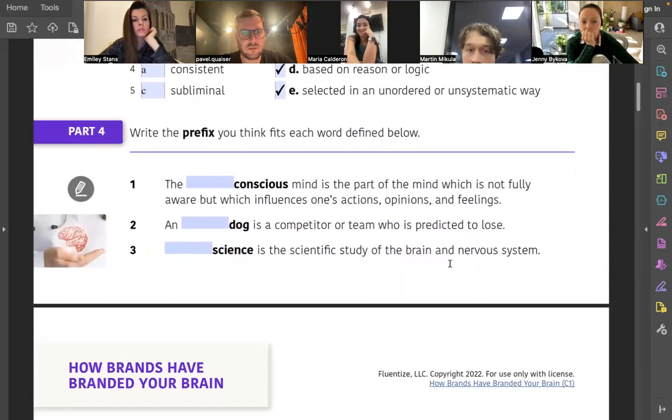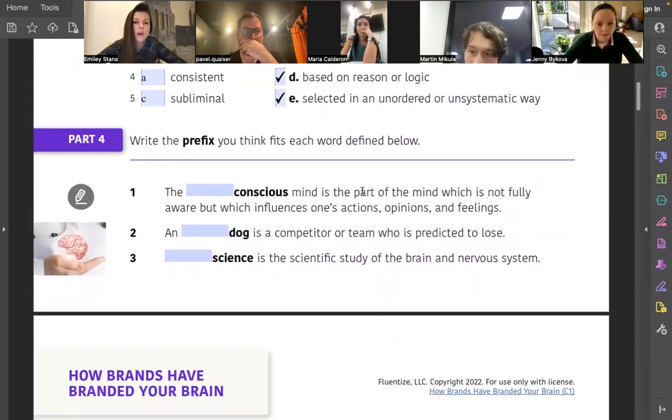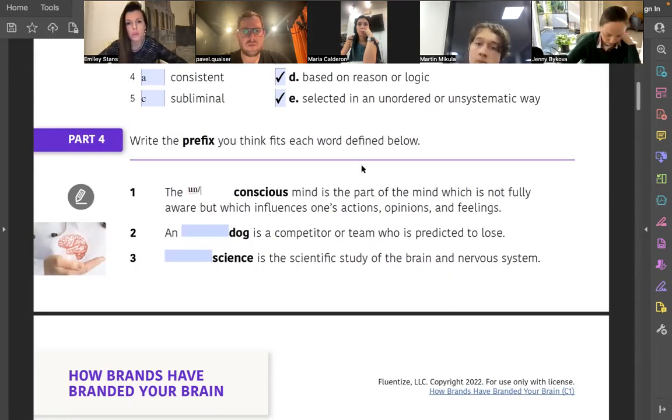Okay, awesome. And then the next one right here. Okay, and Emily. Here, I think it's the unconscious mind is the part of the mind which is not fully aware, but which influences one's actions, opinions, and feelings. Good. So it can be the unconscious. There's also another. Or it's subconscious, right? Oh, subconscious. Good. Subconscious mind. Perfect. Very good. Okay, and Martin.